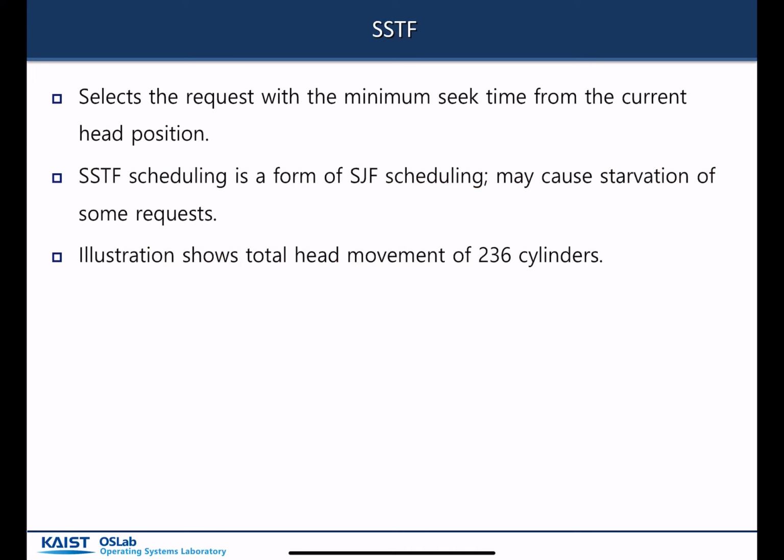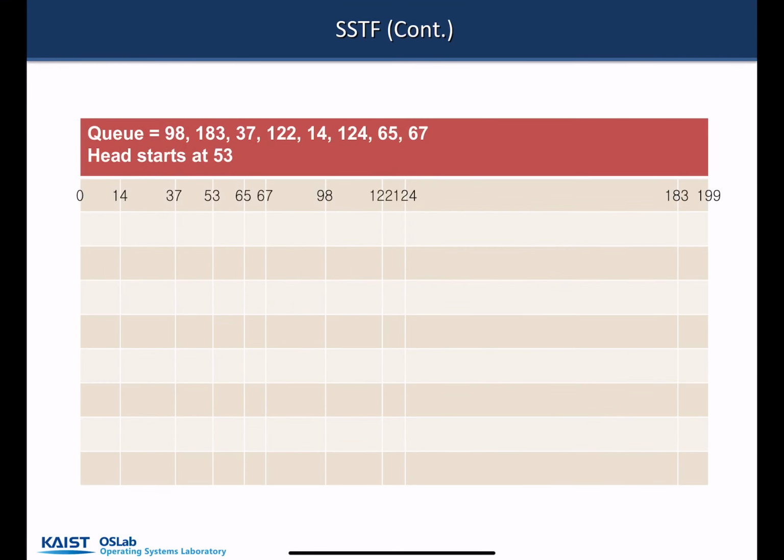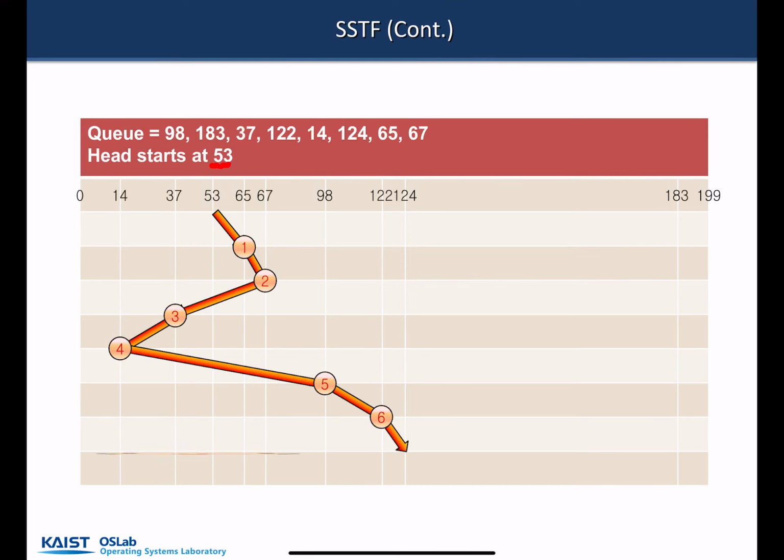Next algorithm is shortest seek time first. It selects the request with the minimum seek time from the current head position. The head is currently at 53, and then 53 goes to 65, and then goes next to 67. So when it seeks the next request to service, it searches for the nearest request and services it.